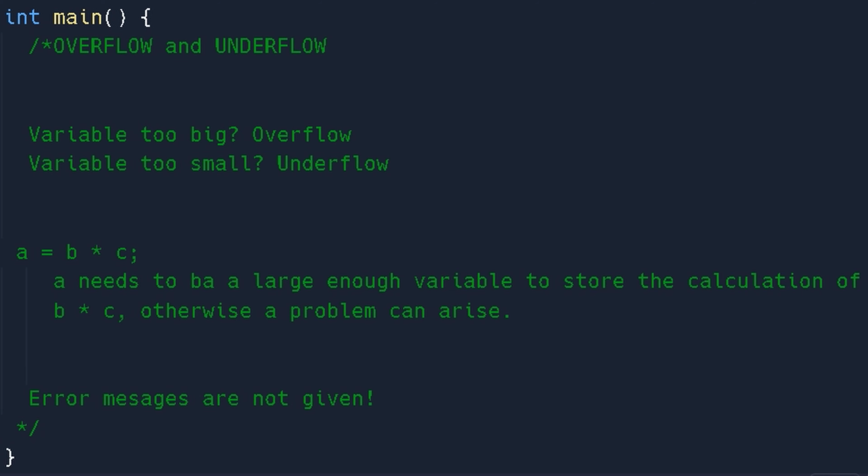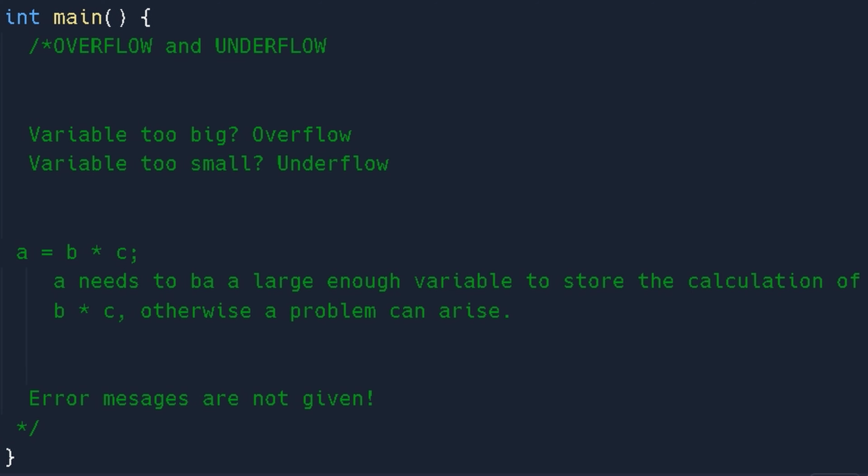Let's talk about overflows and underflows. So when a variable is assigned a value and the variable is too big or too small, the variable will over or underflow respectively. Let's look at this example right here.